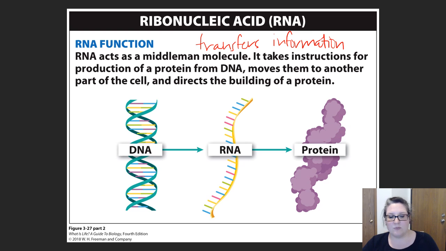We will talk much more about that when we talk about protein synthesis. But it helps direct the building of the protein. It's what part of the cell reads in order to make that protein. Again, we will have many more details later on.